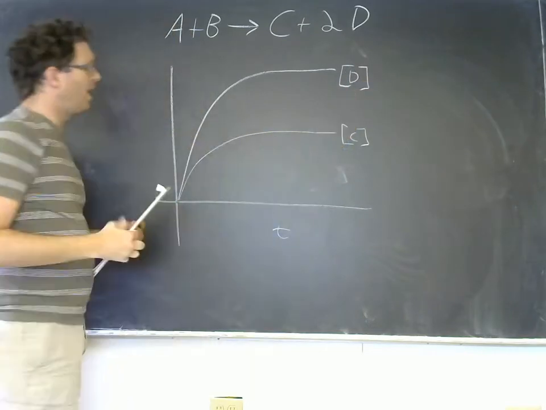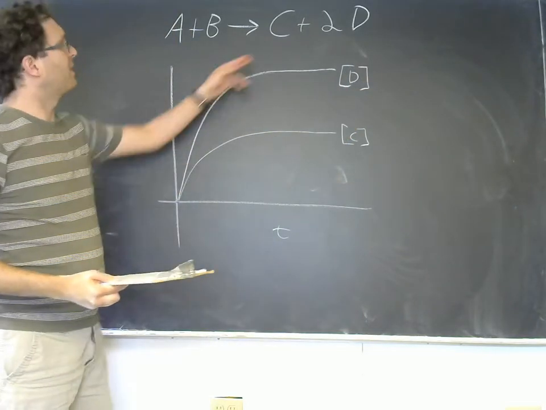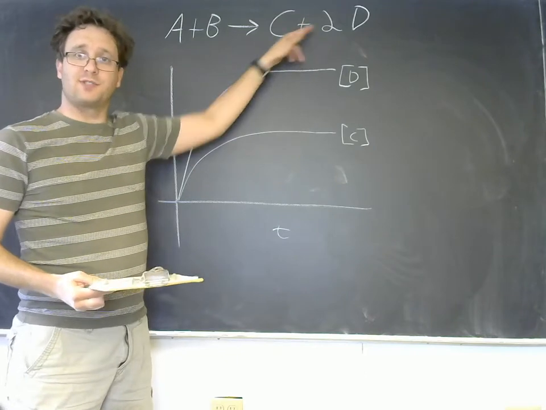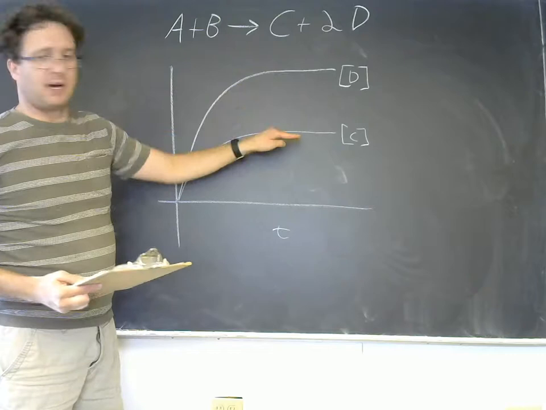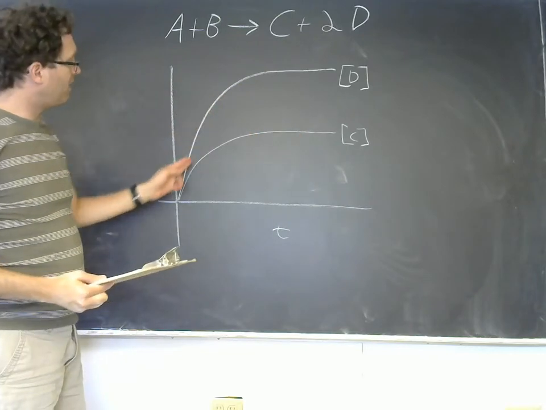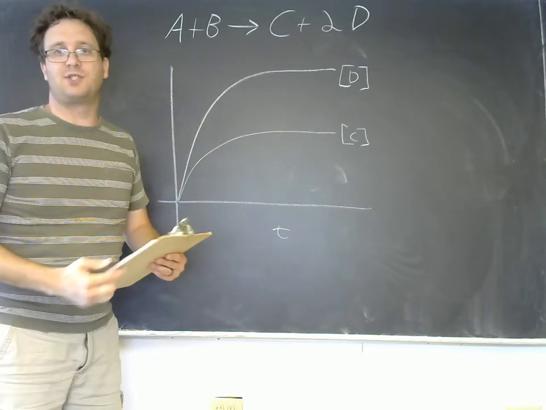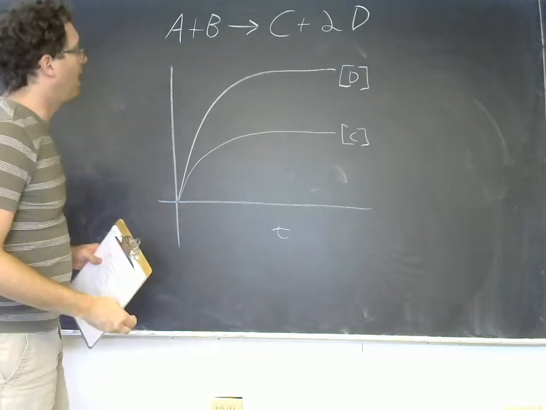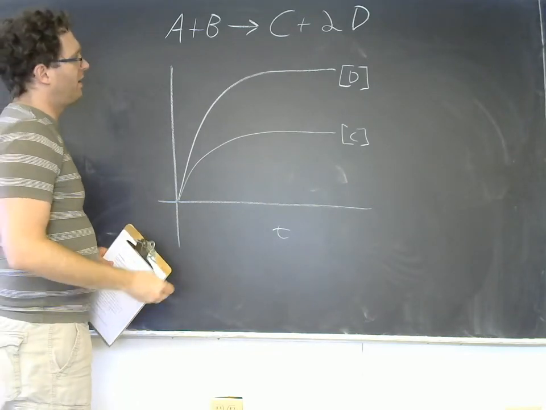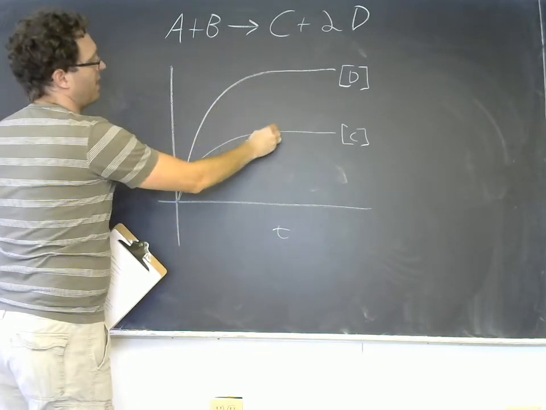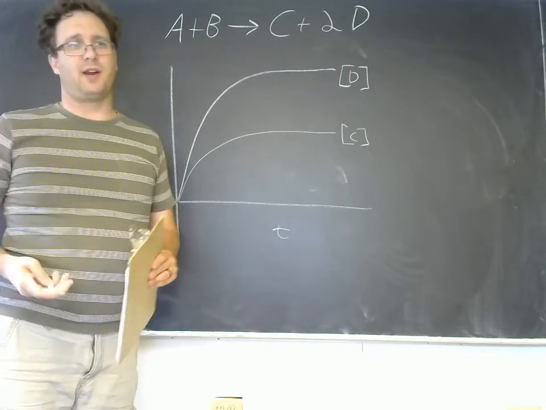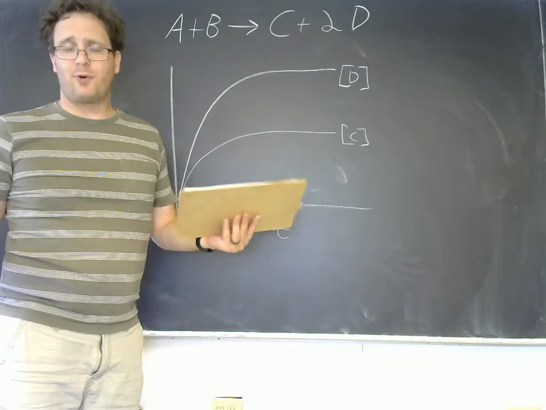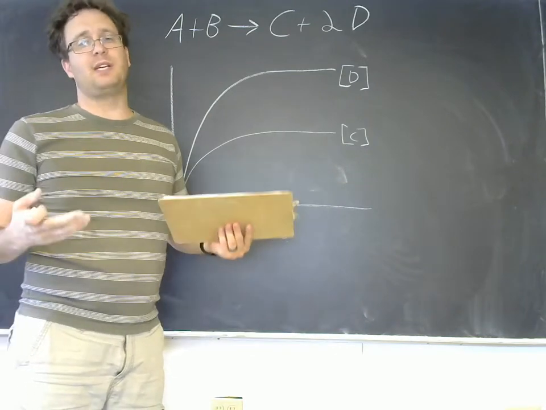It would climb twice as rapidly, right? Because you get 2 Ds for every 1 C. You'll end up with twice as much D, and at every point along the way you'll have twice as much D compared to the amount of C. And so depending on what product I'm monitoring and using to calculate my reaction rate, I want to get the same number for the reaction rate. I want it to be consistent.